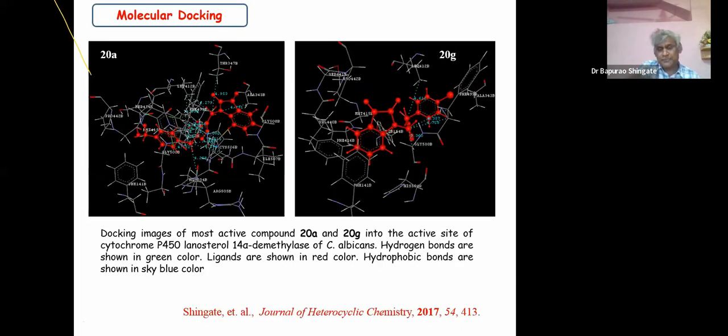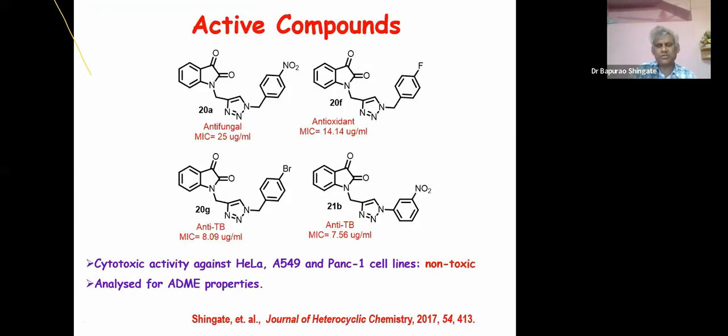And after studying the molecular docking, they are showing better interactions with the cytochrome P450, lanosterol 14 alpha demethylase of Candida albicans. And this particular work, which we have published in the Journal of Heterocyclic Chemistry, and these are the most active compounds with lower MIC value. And none of the synthesized compounds is toxic against the cell lines, that is HeLa, A549 as well as PANC-1 cell lines. And we also studied their ADME properties. Here we have made the alkyne from isatin.